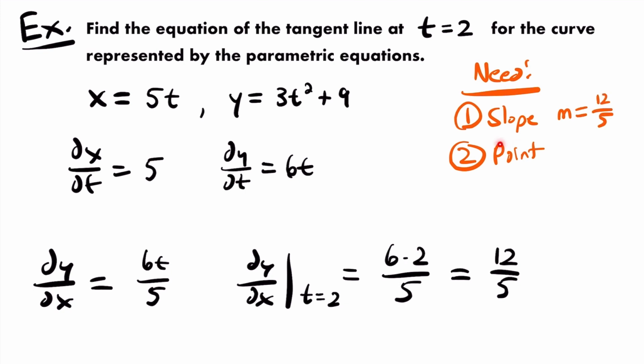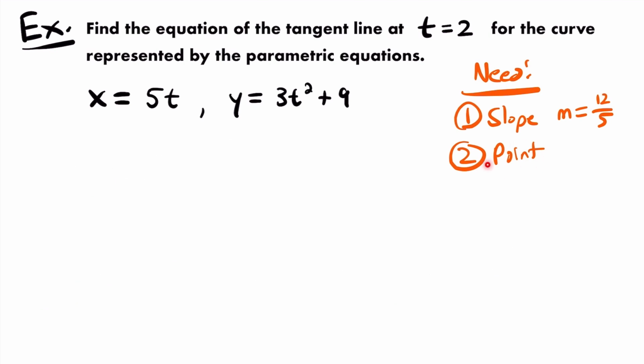And now let's work on finding our point. Now to find the point, we want to use our value of t, where we want to find the equation of the tangent line, t equals 2, and we want to plug that value into each of our parametric equations to get an x-coordinate and a y-coordinate that will make up a point. So let's do that. When t equals 2, x will be equal to 5 times 2, right? x is equal to 5 times t. So if t is equal to 2, then x is equal to 5 times 2. And so x is equal to 10.